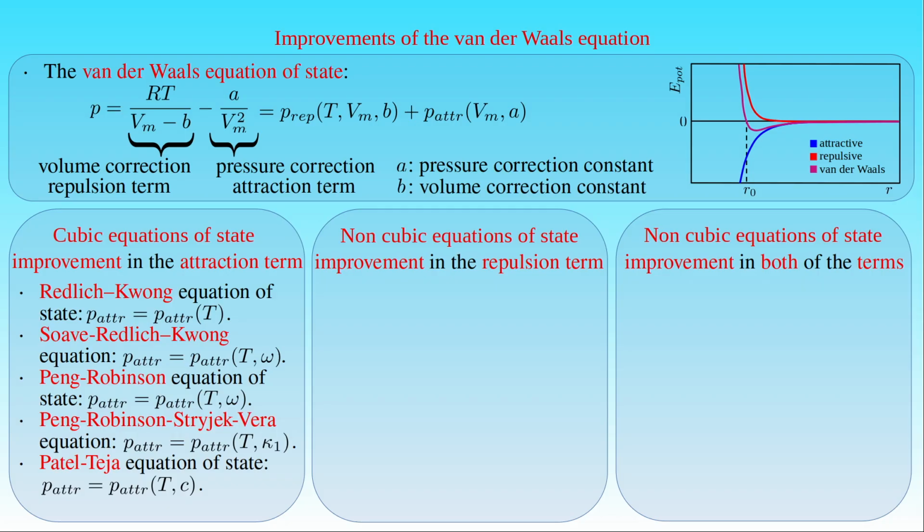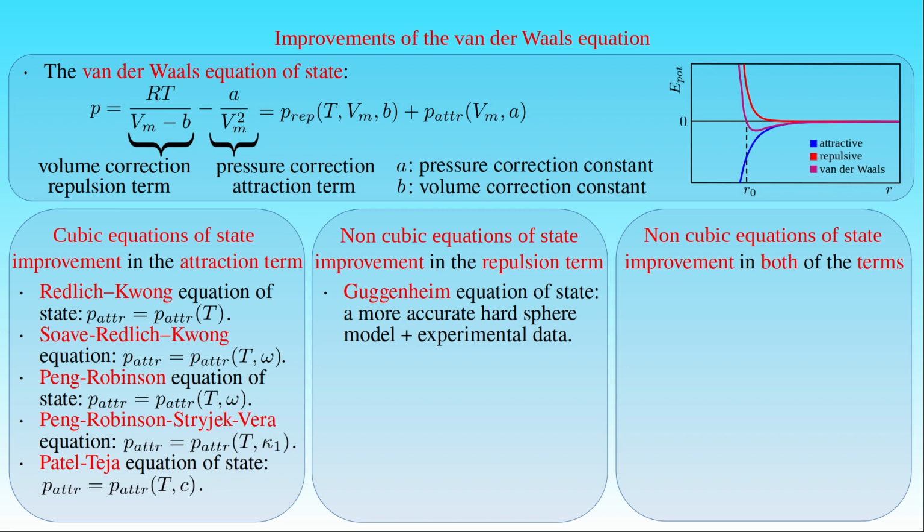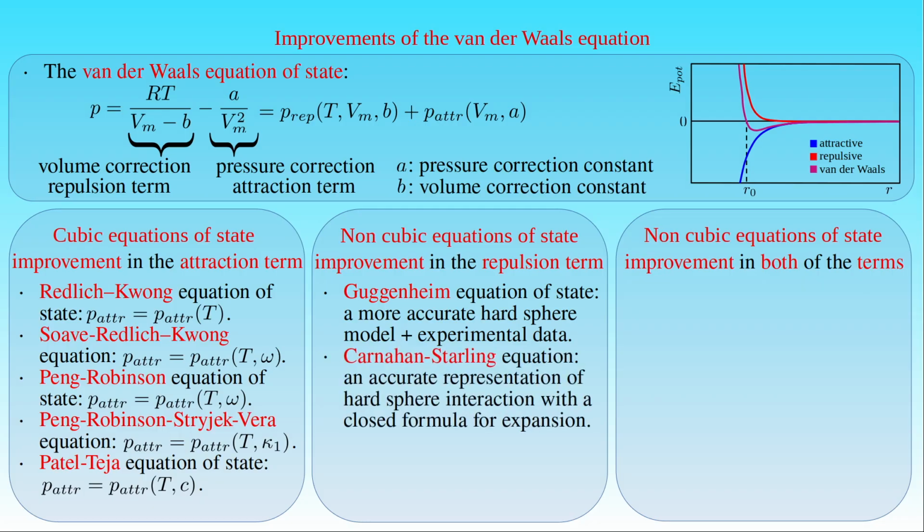Then we will present three non-cubic equations of state where only the repulsion term is modified, starting with Guggenheim's equation of state. In this equation a more accurate model is provided for the hard sphere interactions between molecules, and some experimental data are applied in the thermodynamic calculations with the repulsion term as well. The next non-cubic equation of state we will consider is the Carnahan-Starling equation, where a more accurate representation of the hard sphere interactions is achieved by applying the virial expansion of the repulsion term with a closed formula for the expansion coefficients.